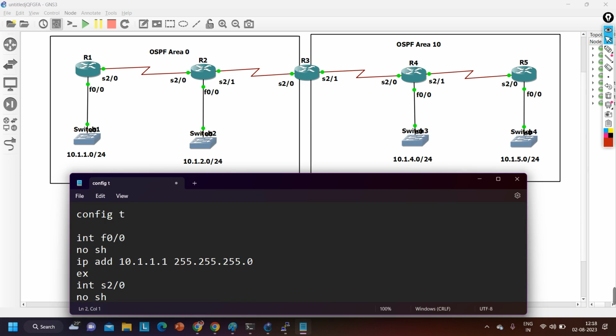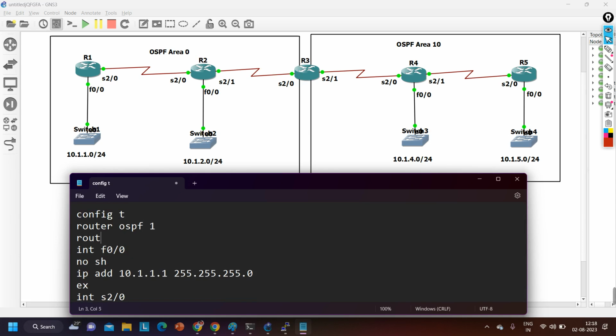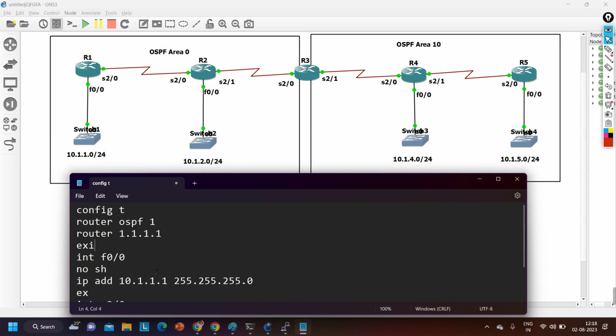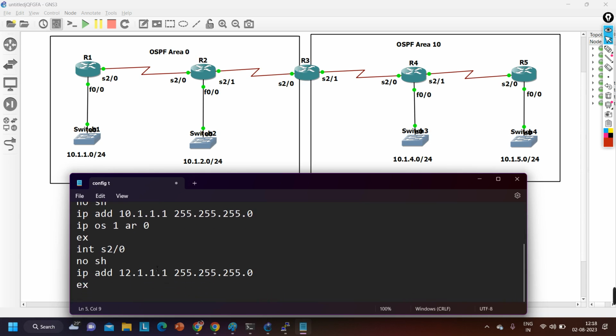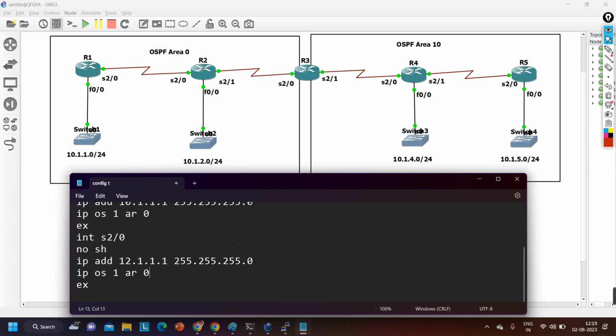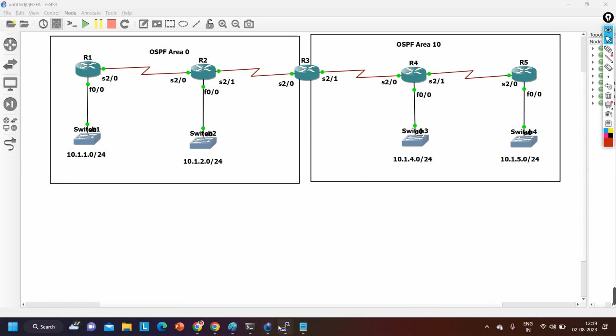Here I am going to add one command: router ospf 1, router-id 1.1.1.1, and exit. And on the interface I am going to add one more command, ip ospf 1 area 0. So fast ethernet 0/0 is in area 0, and the same command I am going to add on serial 2/0 also. Okay, now the configuration of router 1 is done. Let me copy the commands and paste them on router number 1.